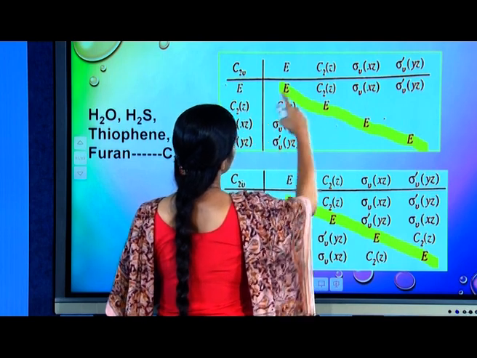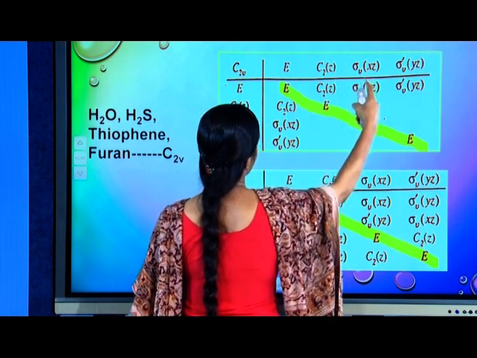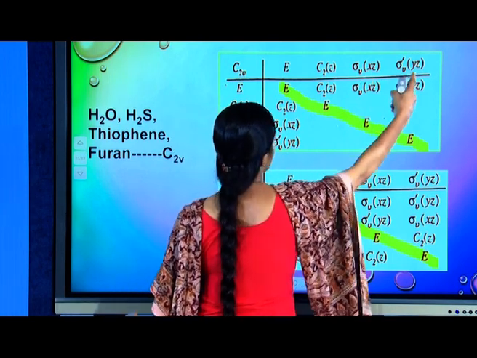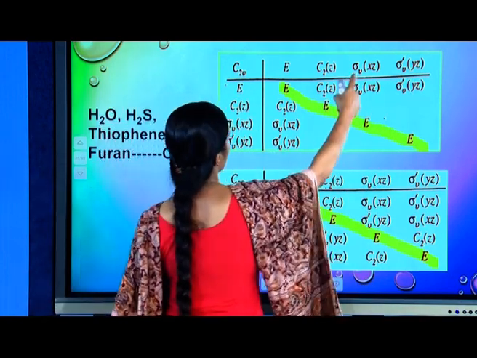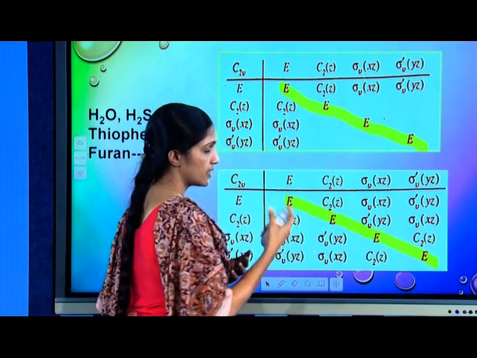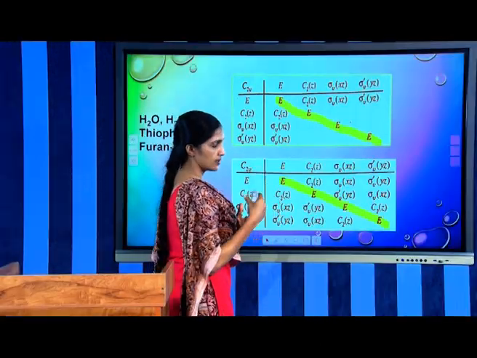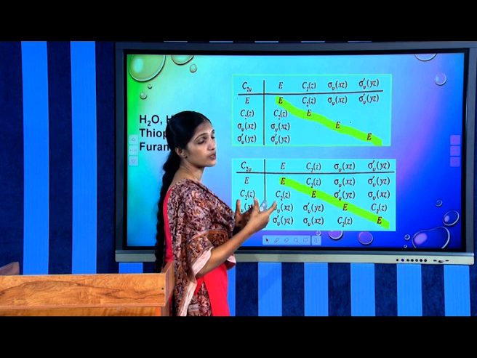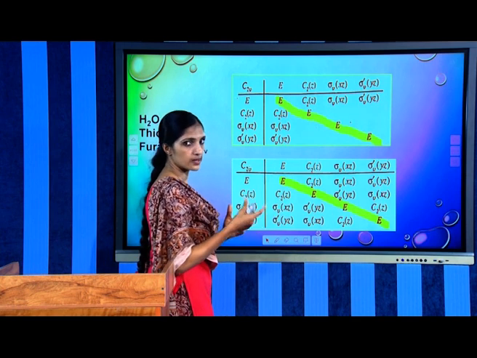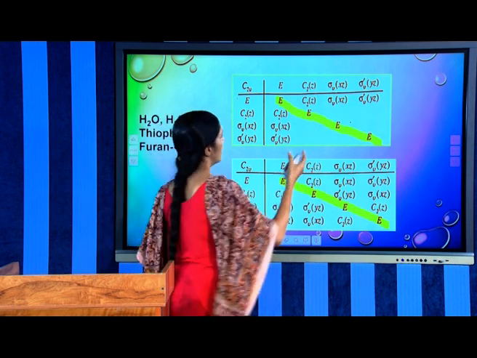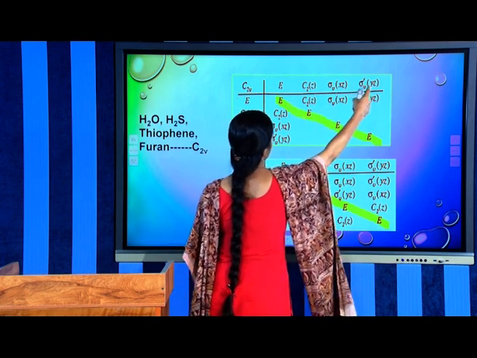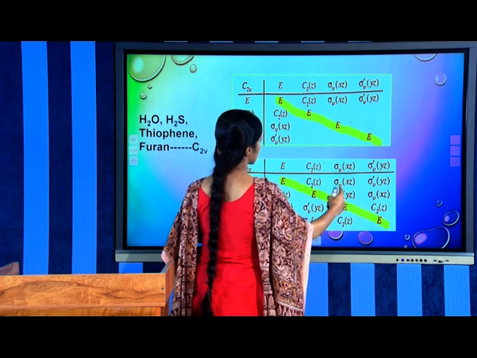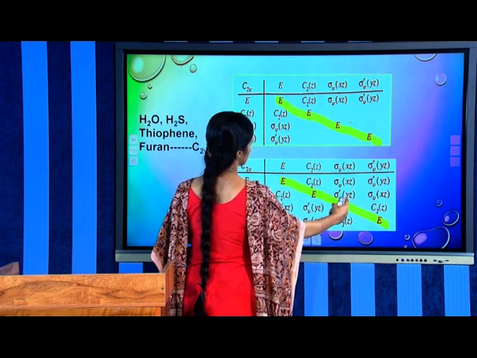Now C2Z into sigma V xz, the answer will be what? Sigma V dash yz, according to the closure rule. The two operations multiplied, the resulting operation will be an element of the group itself, the other element. So when these two operations are multiplied, we get sigma V dash yz. So sigma V dash yz will be the answer.